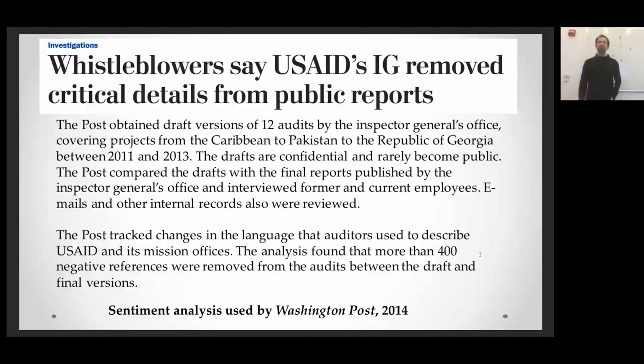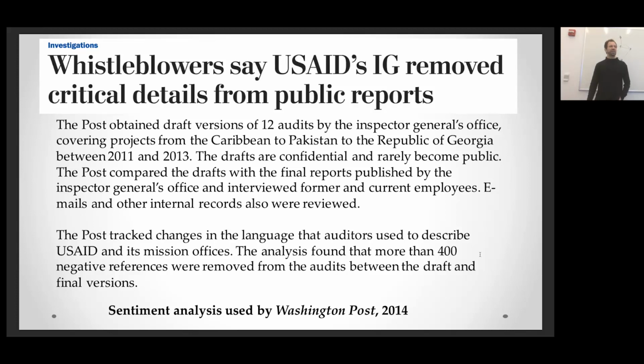In my mind, this is a much better use of sentiment analysis. Rather than trying to ask how people feel about an issue, they looked at how draft versions of Inspector General reports differed from the published versions. The way they did that is they used sentiment analysis to find cases where the language was softened. There's a nice recording from an ICAR conference a few years ago talking about this. I also talk about this case in a paper, which we'll look at a little bit later.